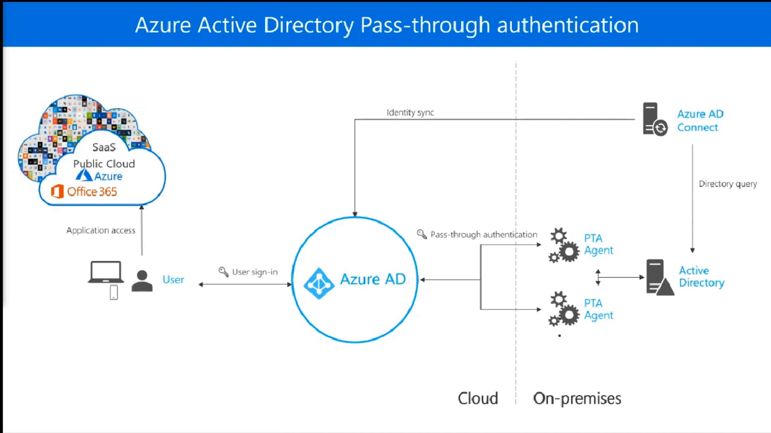The agent validates the username and password against on-prem AD, including login hours. Then the authentication agent returns the response back to Azure AD. Azure AD will look at the response that it got from the agent and then respond to the user. Now, if the user sign-in is successful, the user can access the application.